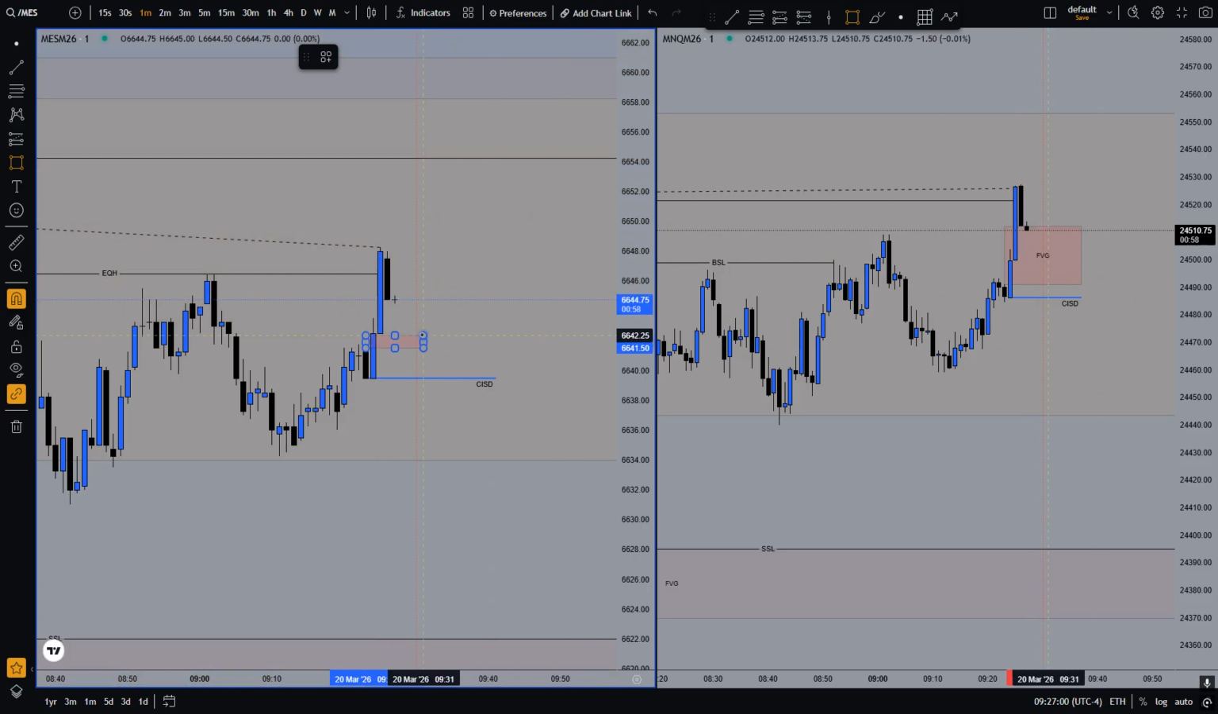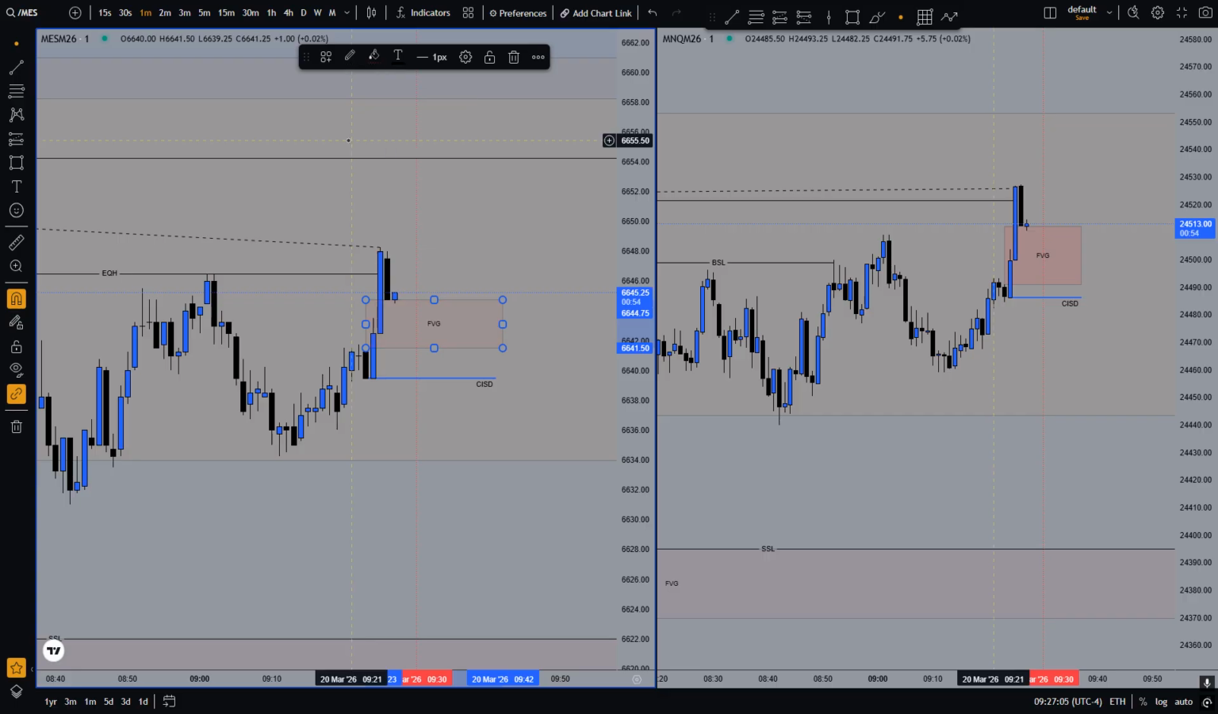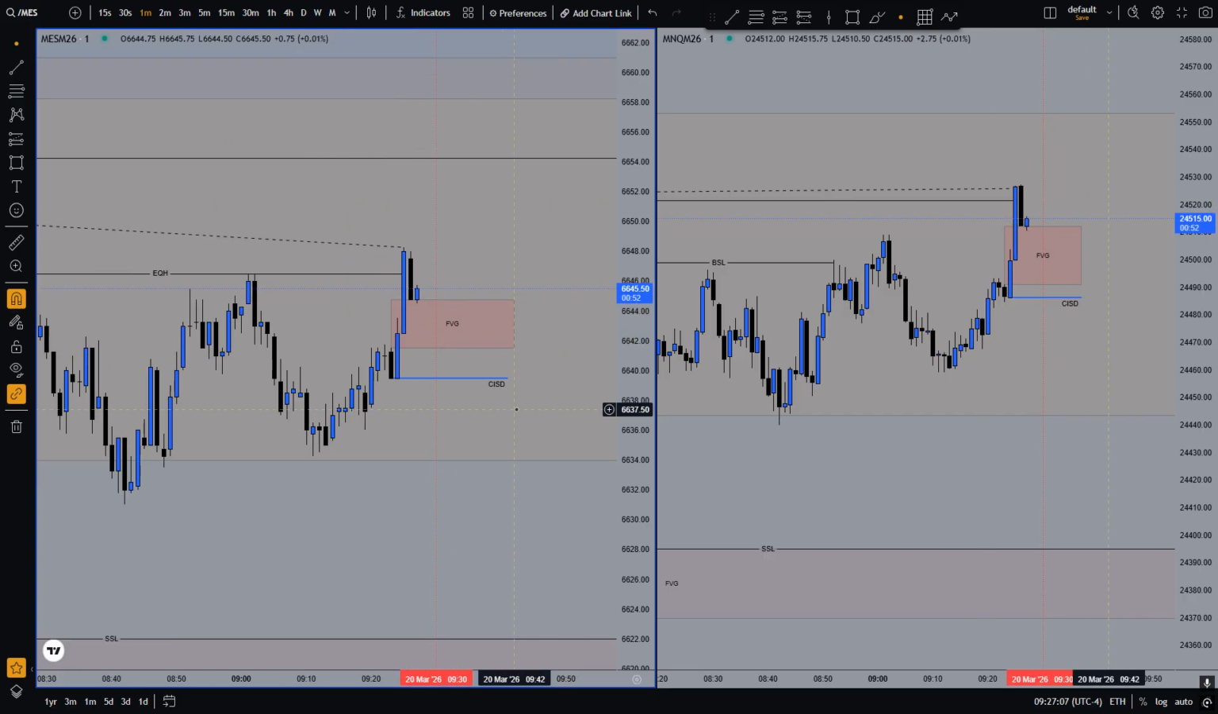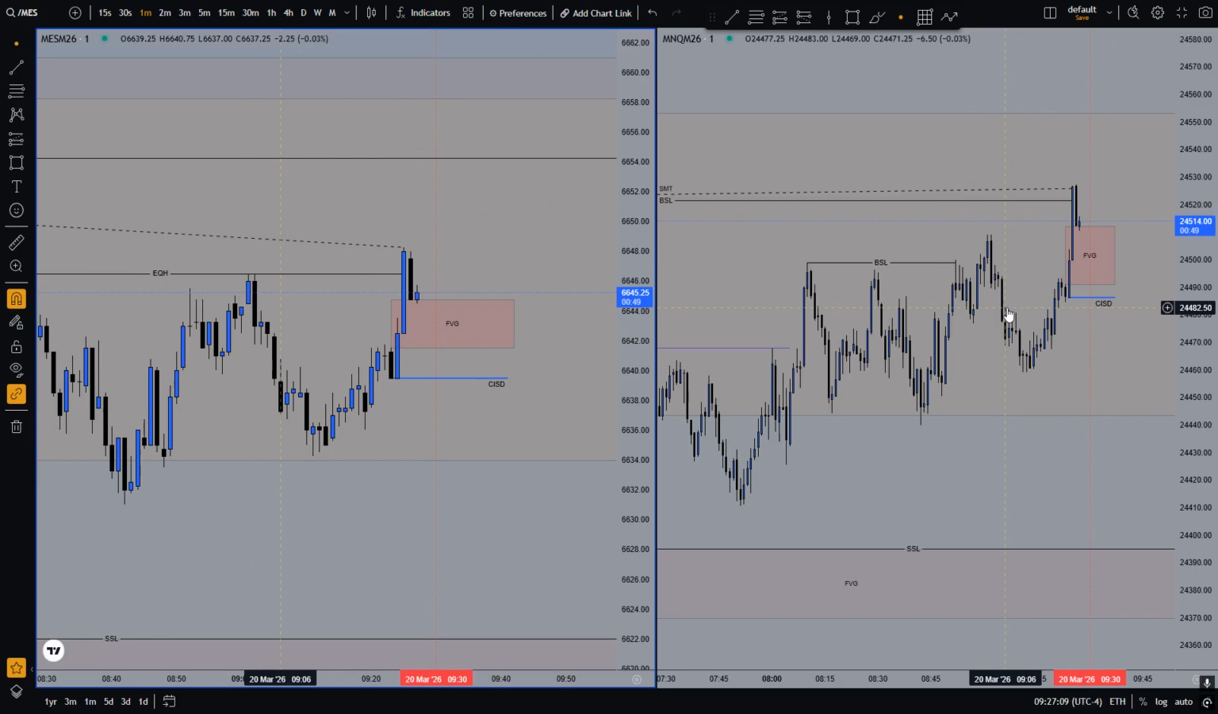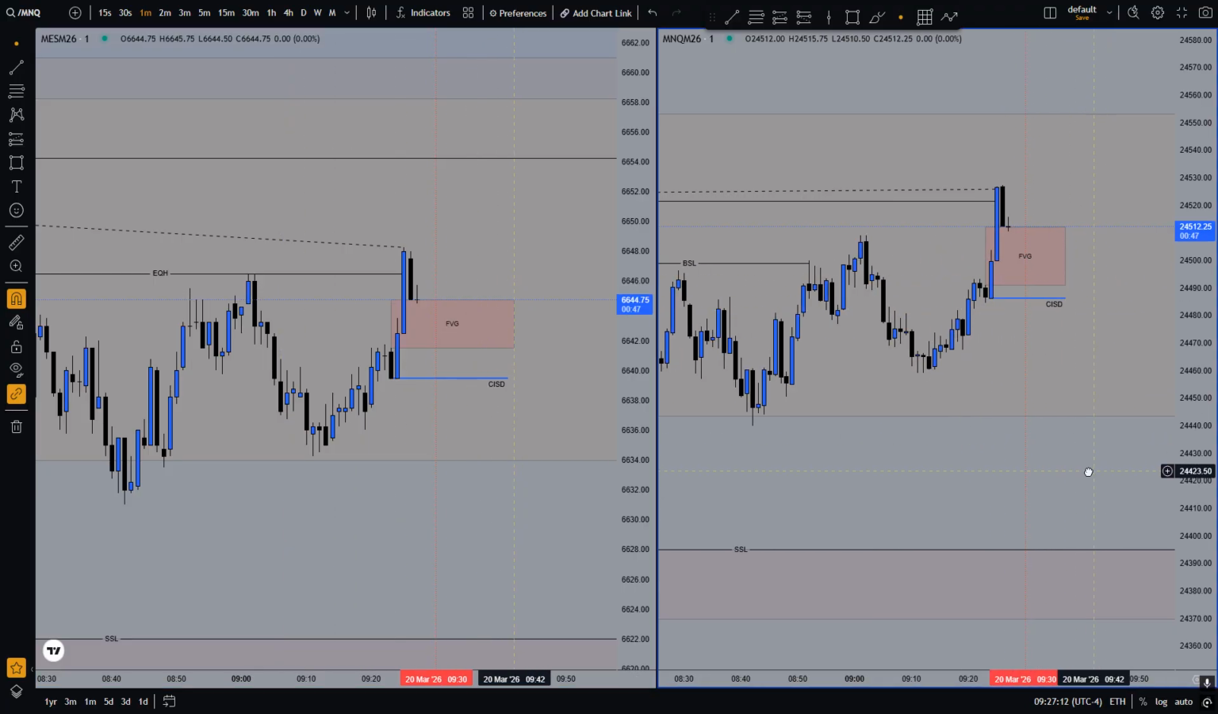Yo, I predicted that. I predicted that damn gap. Perfect gap fill. But I want to see what we do here. If we can get through this.